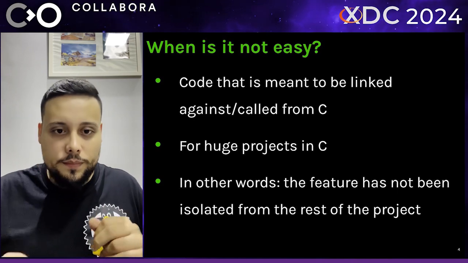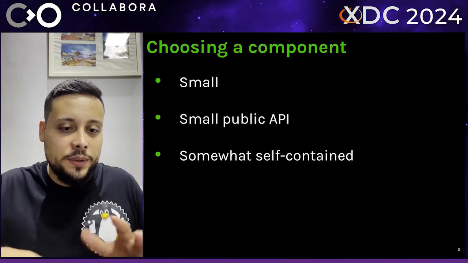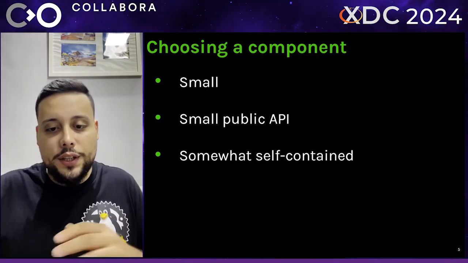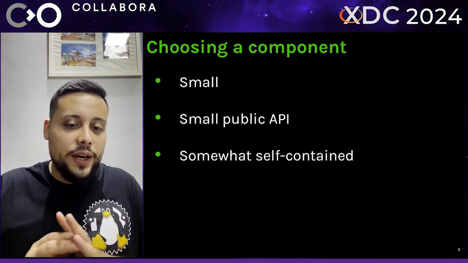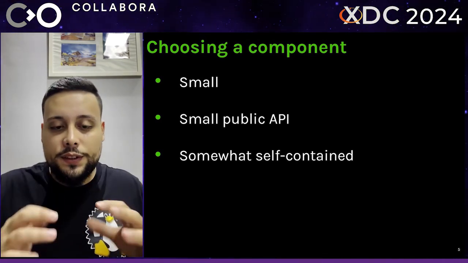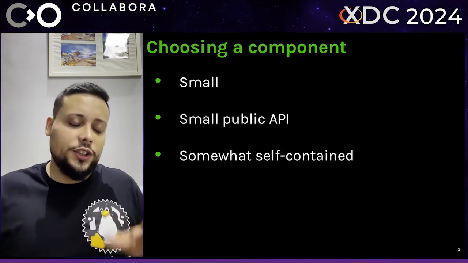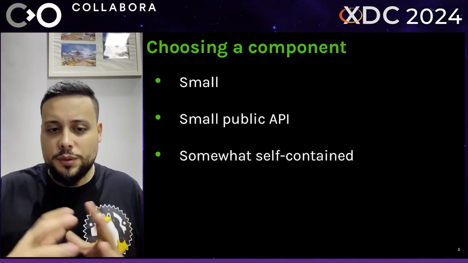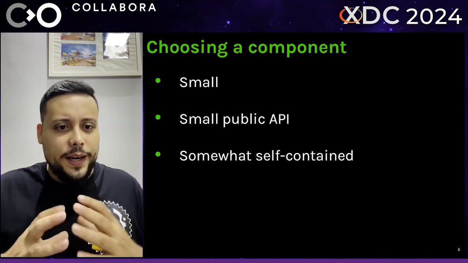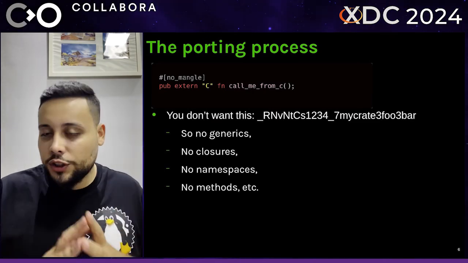We'll see, right? And to choose a component, hopefully you're going to start with something small, right? Something that exposes a small public API, something that's self-contained. You don't want something that has a whole lot of functions that will be called from a whole lot of different places in your C code base. This is just going to be a mess. You should choose something small with a small public API first, definitely. And once you choose this component, then you can jump into the actual porting process.